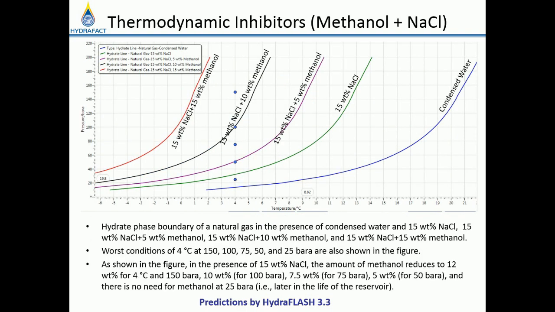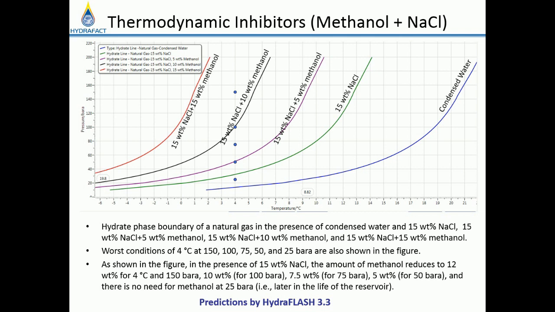Later in the life of the reservoir, normally the water cut increases. This increases the pump rate for methanol to maintain the desired methanol concentration. Hence, the inhibitor cost increases.